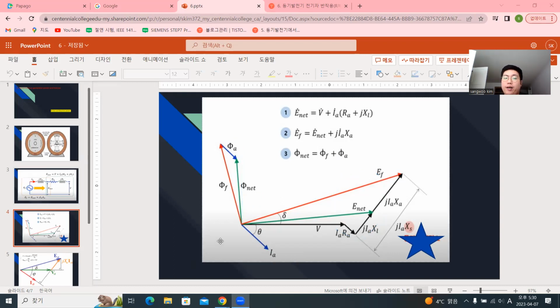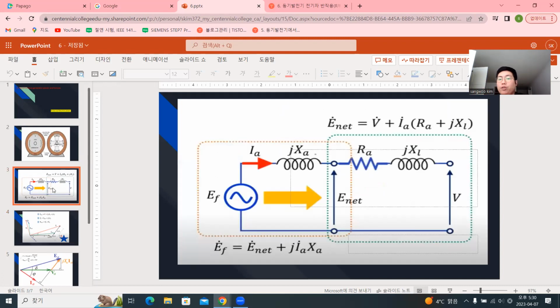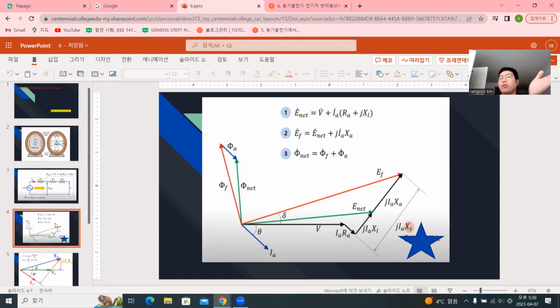And then, this is the one part I wanted to explain: armature reaction, drawing the phasor diagram, and this equivalent circuit. It's a basic concept. If you someday want to be an expert as an engineer, you have to know it, you have to memorize it.